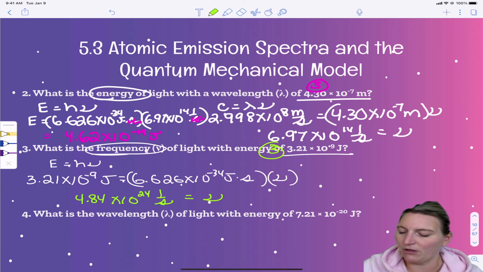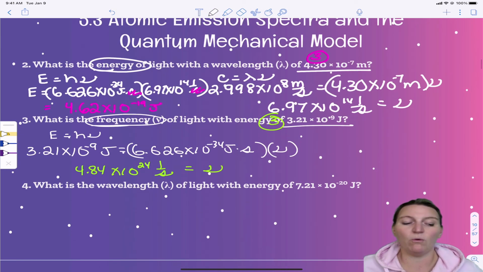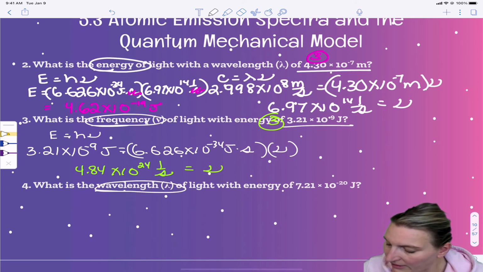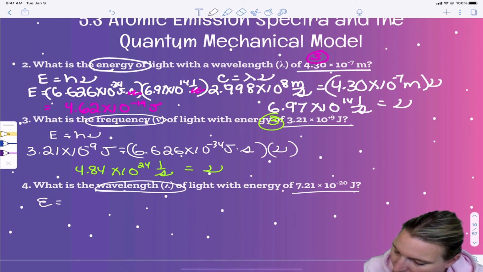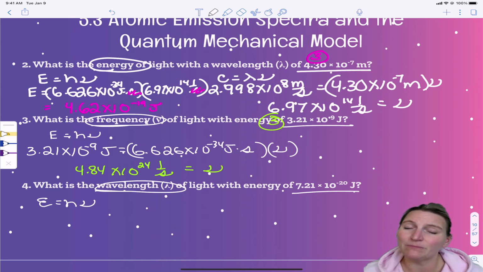And then last but not least, what is the wavelength of light with an energy of 7.21 times 10 to the negative 20 joules? This question's asking for wavelength. I'm given energy again, which means I can use the same formula. Energy equals Planck's constant times frequency. But this time, when I solve for frequency, I need to then use my speed of light formula in order to convert it back to wavelength, because that's what the question is asking me.